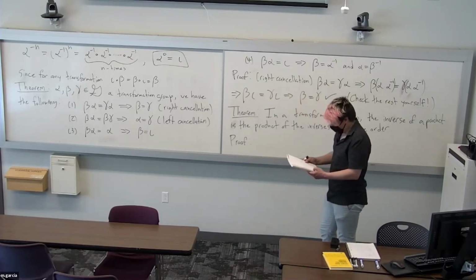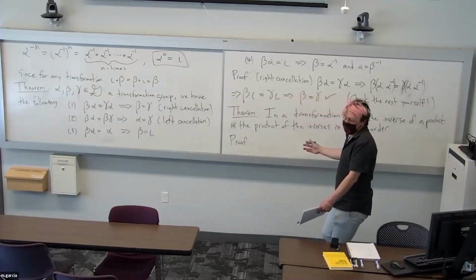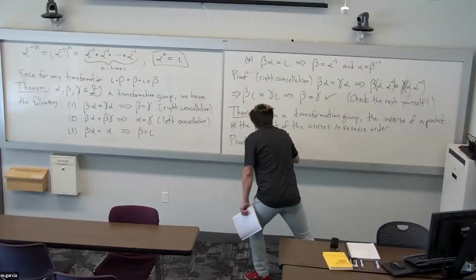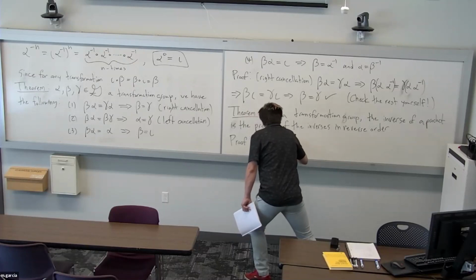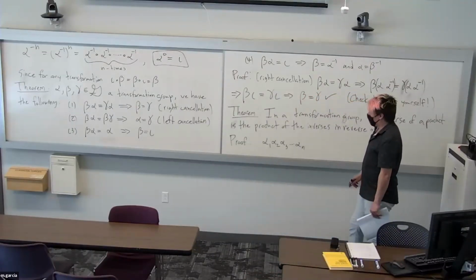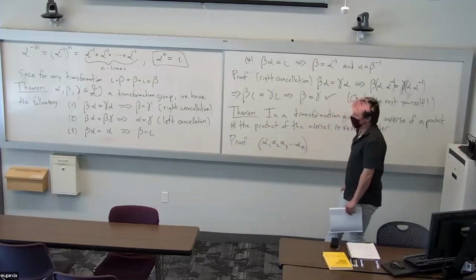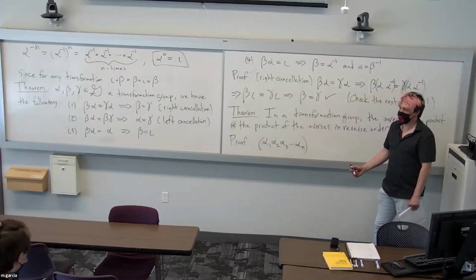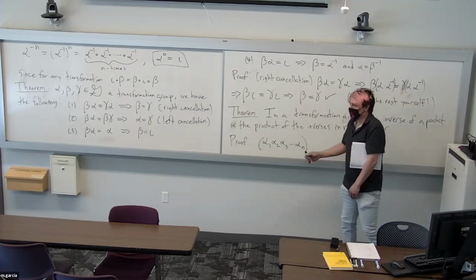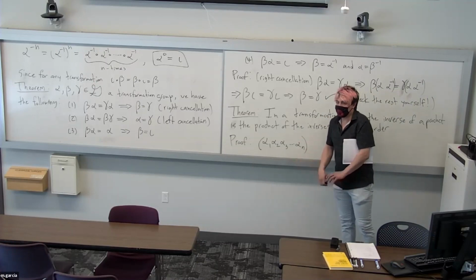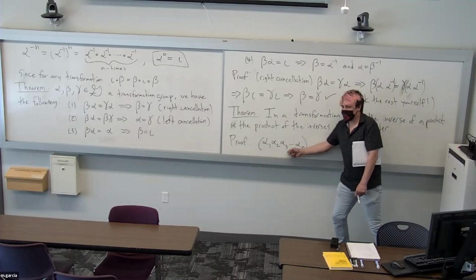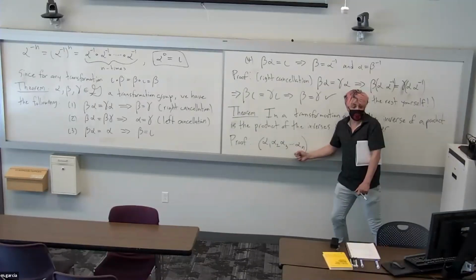Okay, so let's take an arbitrary product of transformations in a transformation group: alpha 1, alpha 2, alpha 3, up to alpha n. By closure, this is also a transformation. What's the inverse of this transformation? How do we get to iota? What can we compose with this? Yeah, we have to successively peel off each factor, each composed transformation.